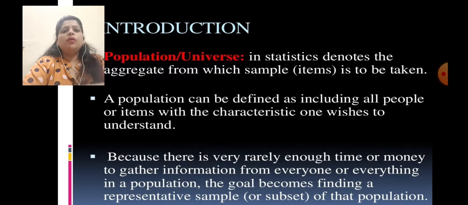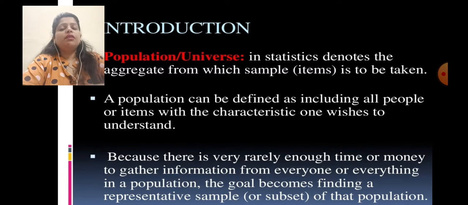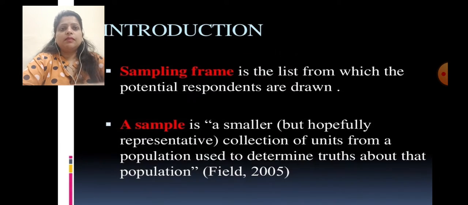So, what do you mean by population? It is the aggregate number of samples to be taken. And there are many characteristics which one wishes to understand regarding the population. So it is not possible to take the sample from each and everyone. So we target a specific amount of population and we name them as samples.